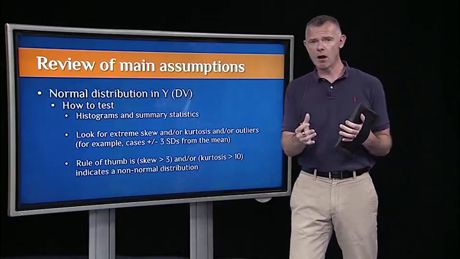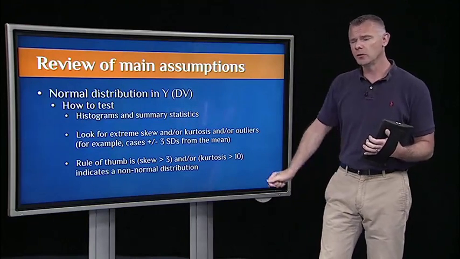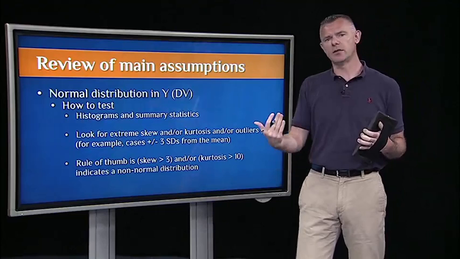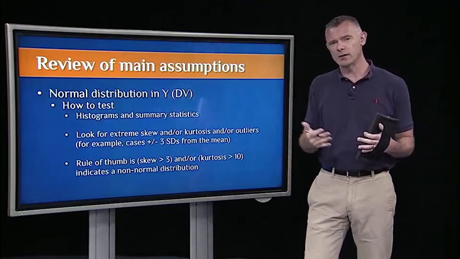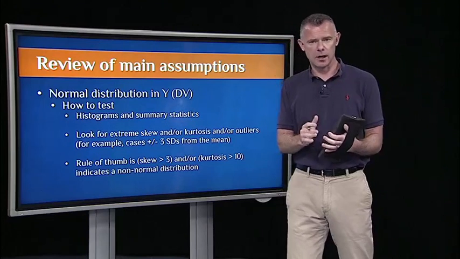In terms of skew and kurtosis, if you just want to look at the summary statistics, remember you can get those in R with the describe function. A good rule of thumb is absolute values of skew greater than 3, and kurtosis values greater than 10. Those are considered non-normal.